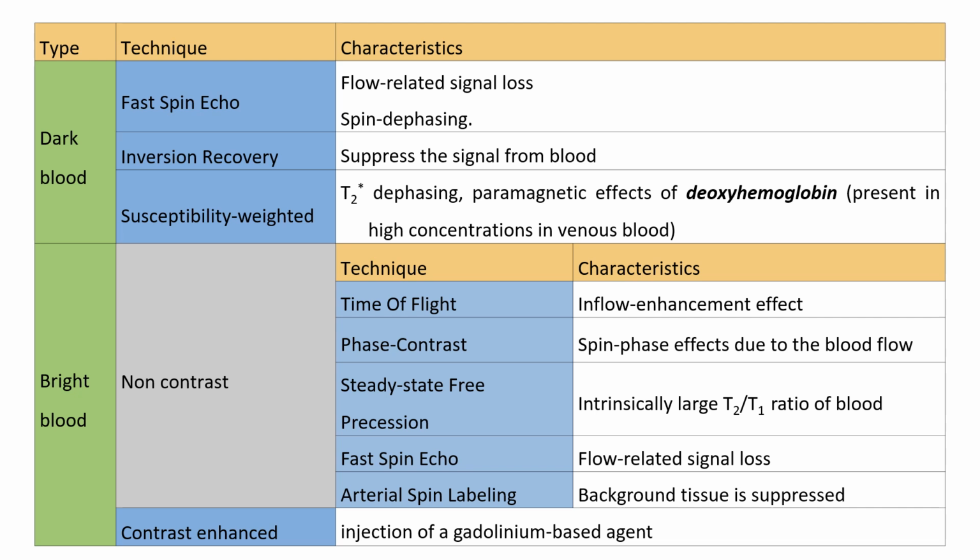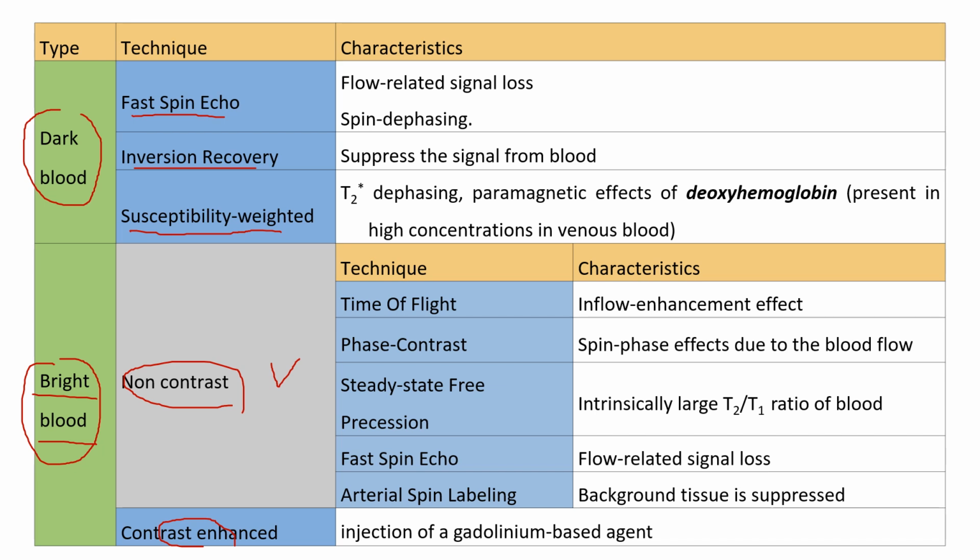This slide summarizes the MRA types. There are two types of MRA, dark blood MRA and bright blood MRA. In the dark blood MRA, we use fast spin echo, inversion recovery, or susceptibility weighted imaging. And for bright blood MRA, there are two types, non-contrast and contrast enhanced. Non-contrast, we don't use any contrast agents, but in the contrast enhanced MRA, we use gadolinium-based agents. So there are several characteristics for the non-contrast MRAs here.